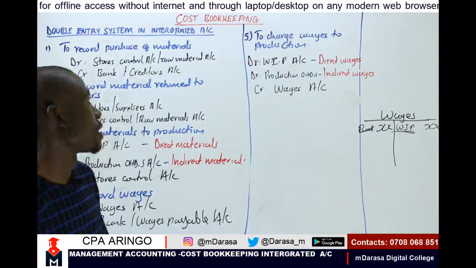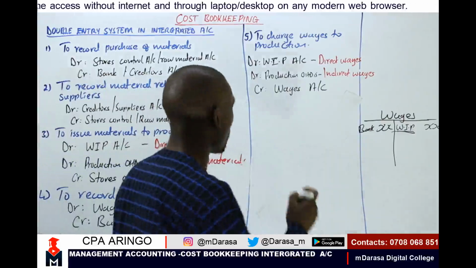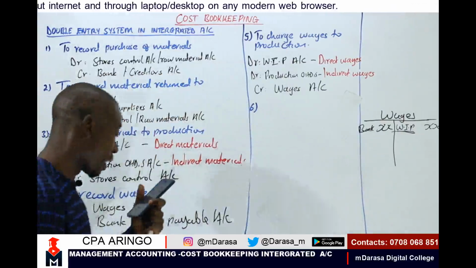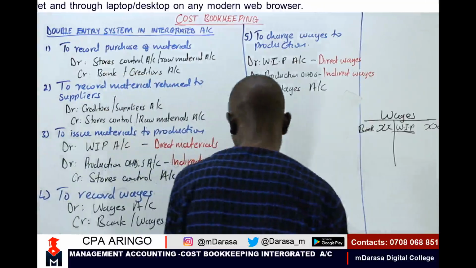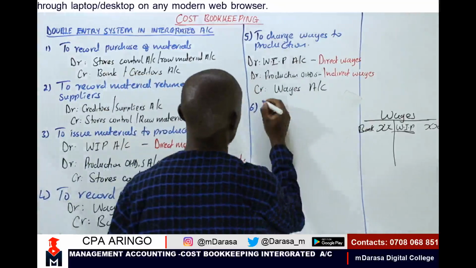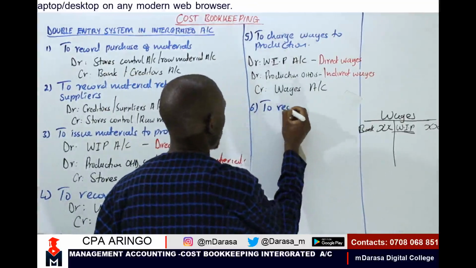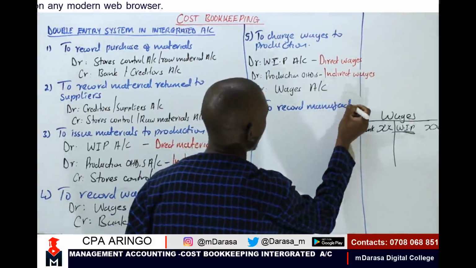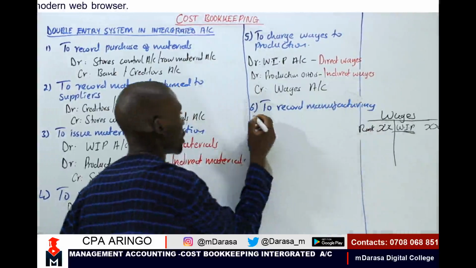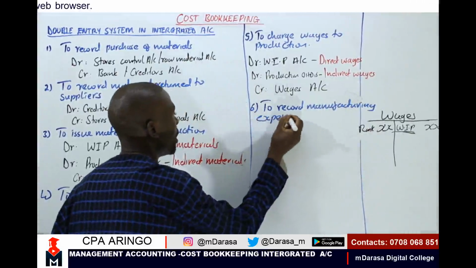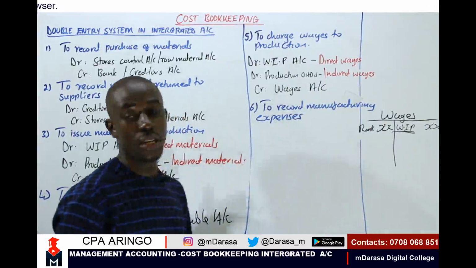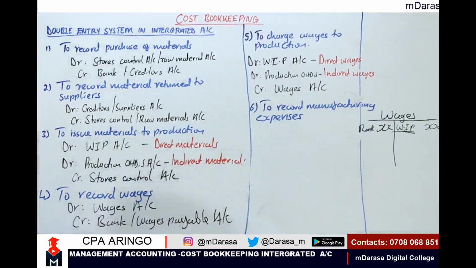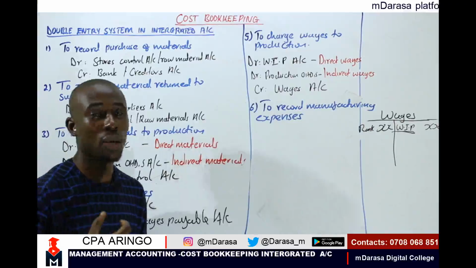So, talk of our number 6 entry. Number 6 entry will be what? To record manufacturing expenses. By now, whenever we've seen this, I know most of us, the accounts to be debited and credited should click at the back of our mind.